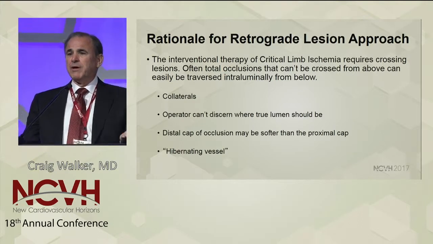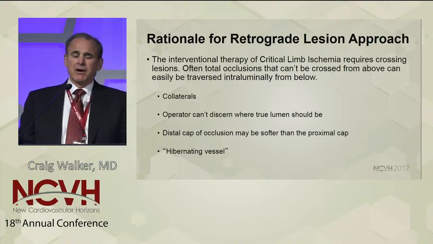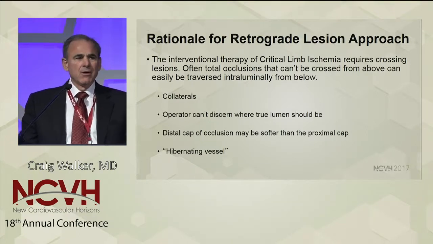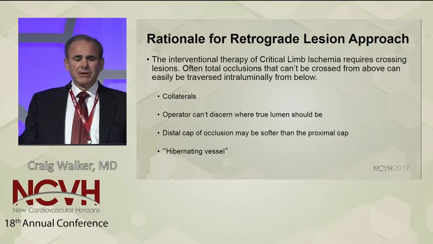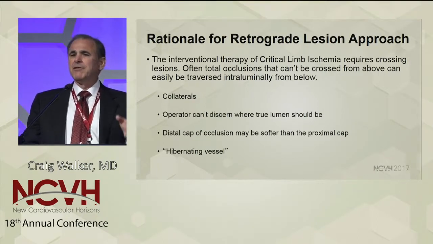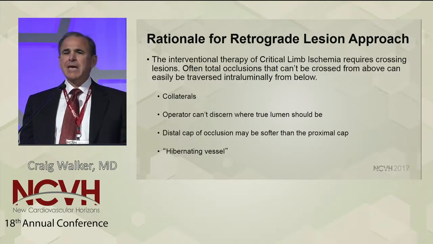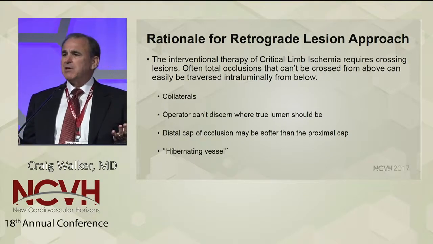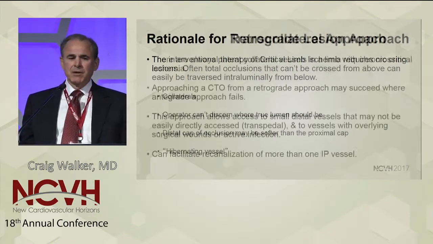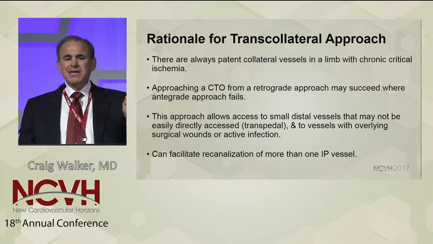One, a vessel always clots back to a collateral, and so often our wire diverts out a collateral. Often the operator cannot discern where the true lumen is, and there may be hibernating vessel. Often there's a better geometric configuration or a softer distal cap of a plaque. For all of these reasons, we have developed things like pedal approach and we come retrograde. But why transcollateral? Well, the same basic reasons.